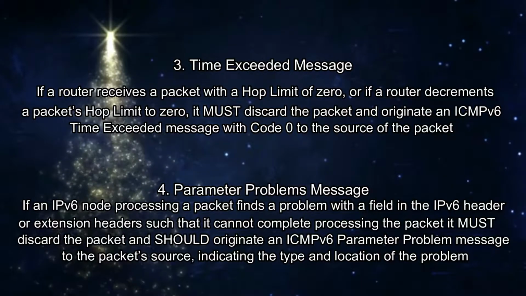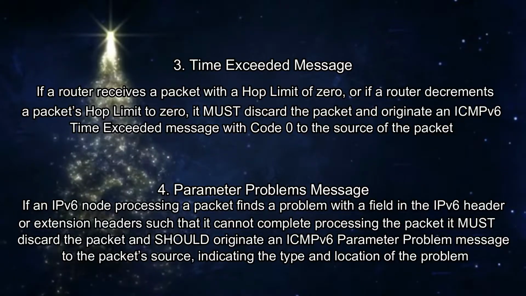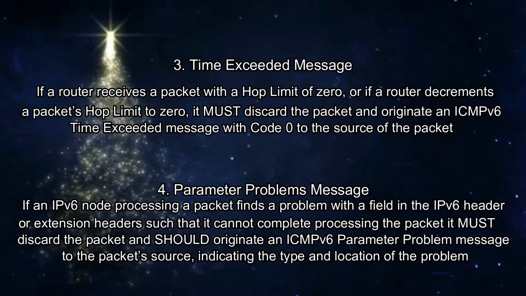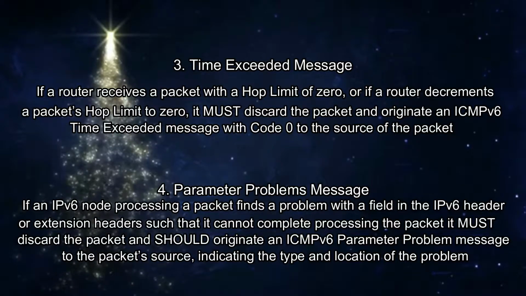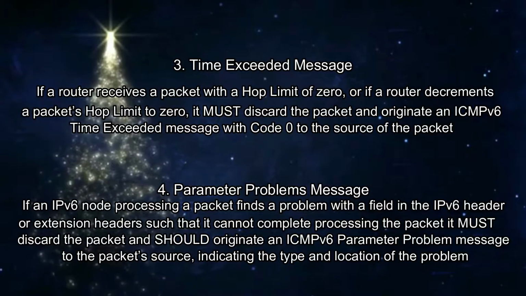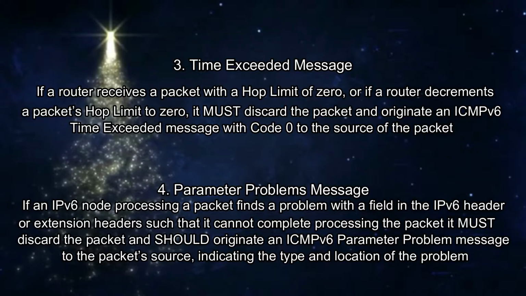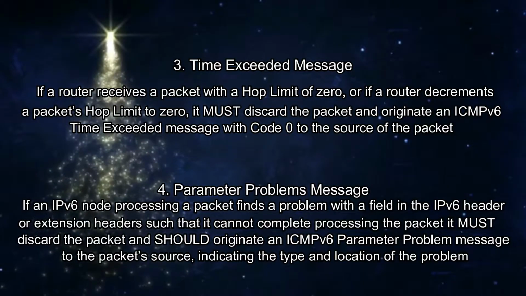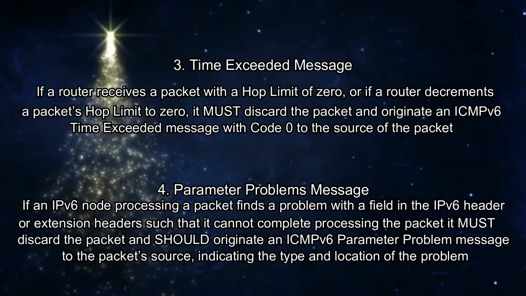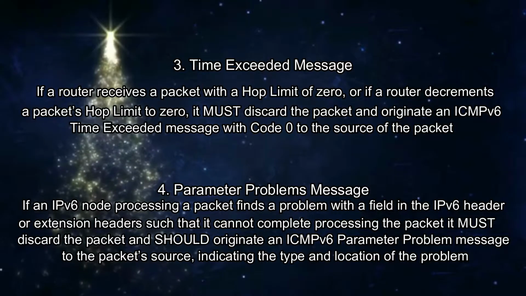If an IPv6 node processing a packet finds a problem with a field in the IPv6 header or extension header such that it cannot complete processing the packet, it must discard the packet and should originate an ICMPv6 parameter problem message to the packet source, indicating the type and location of the problem.